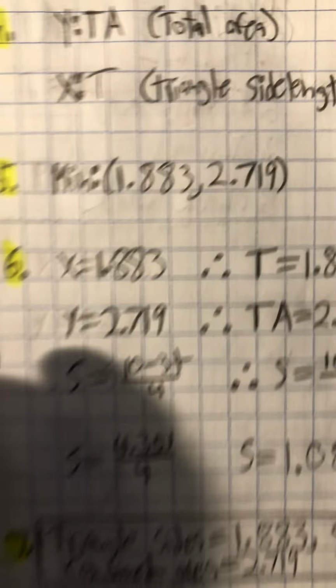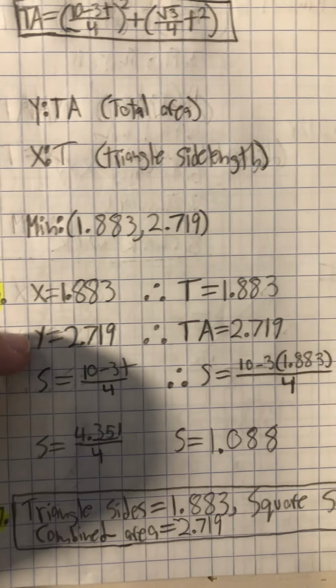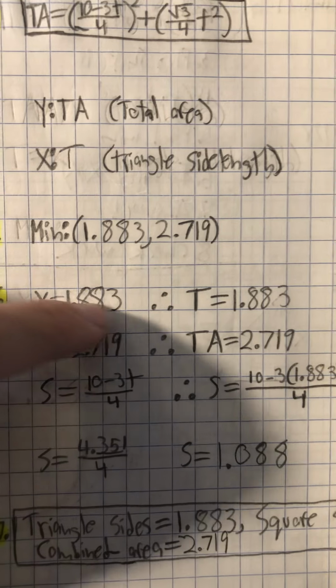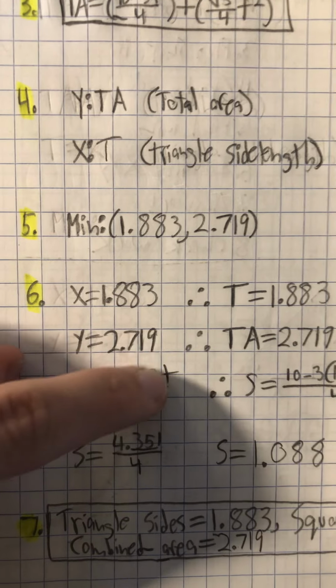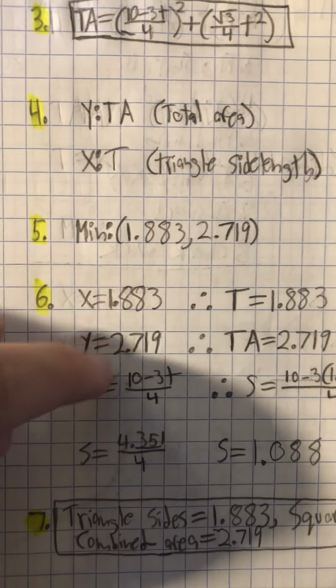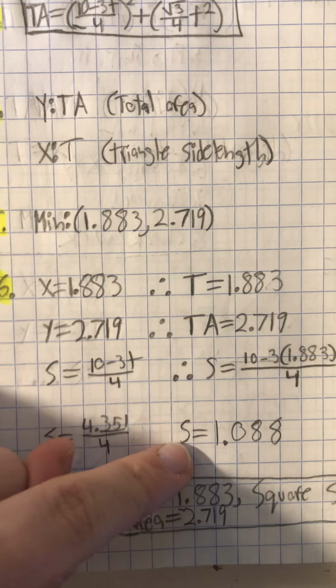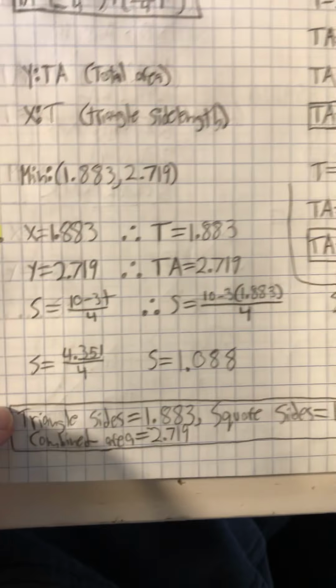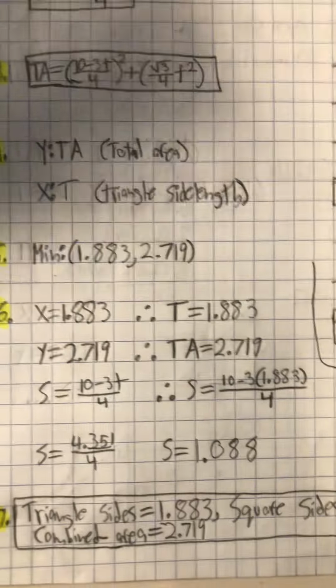what you were doing. So in that step, we can say triangle side length is 1.883, total area is 2.719, and then we know the triangle side length. So for the square, I just plugged our triangle side length 1.883 into this, and I got the square side is 1.088.